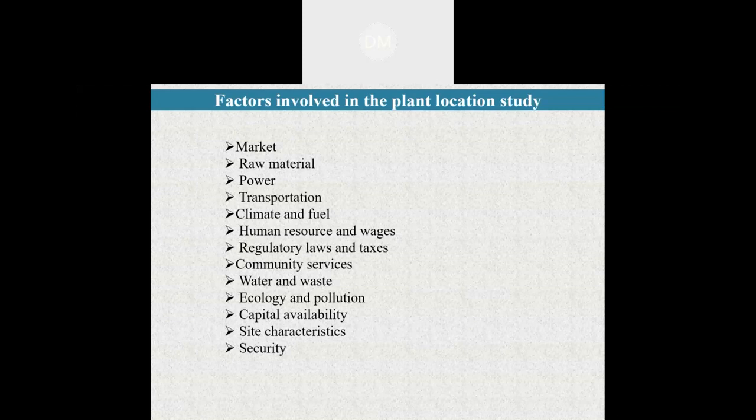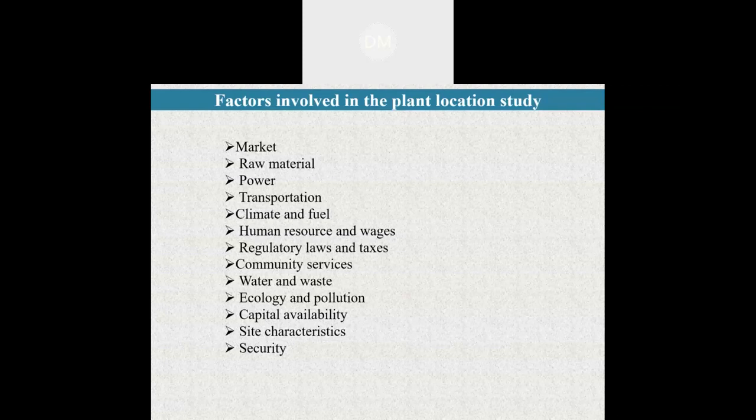Then human resources and wages. Human resources means availability of skilled and unskilled laborers. For example, city location, suburban location, and rural location. The cost of labor is different: in a city location it is high, then medium in a suburban location, and in a rural location very low. So our plant falls in which category? That depends on our product, our production process, and which technology we have applied.